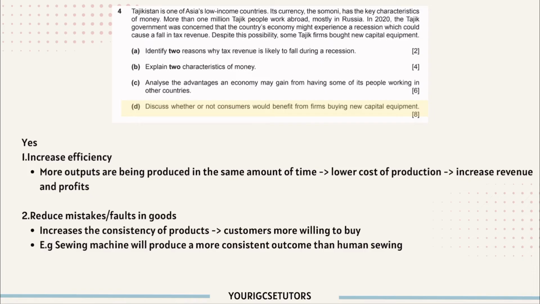Okay. Second, this also can reduce mistakes or faults in the goods because the consistency of the products increases. So this makes the customer more willing to buy the product. For example, you can give an example like the sewing machine will produce a more consistent outcome than human sewing. So a tip to gain a high score is also to give a relevant example. So this will make you stand out from other candidates.